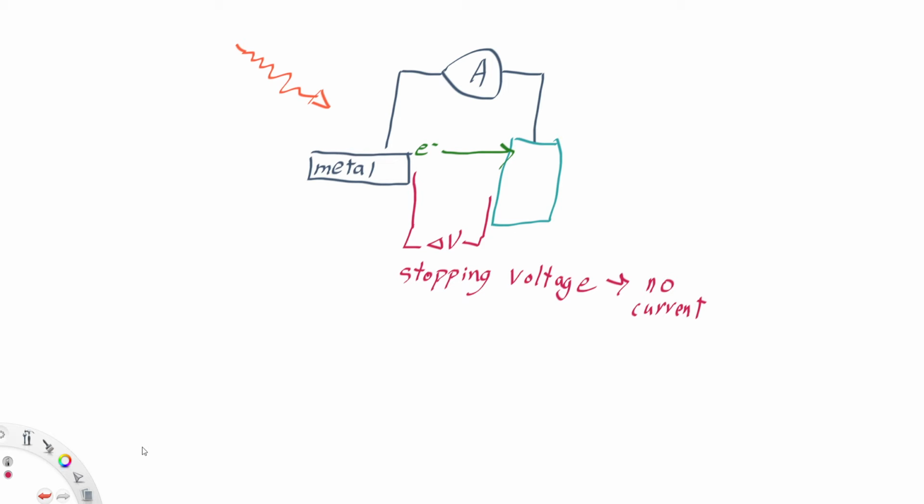Another really interesting part of this experiment is that the stopping voltage depends on the color of light you are shining, that is, on the frequency of the light, but does not depend on the brightness of the light. So it depends on frequency, but not intensity.